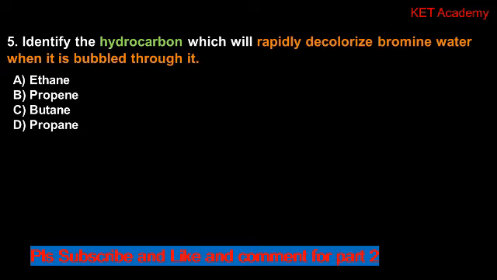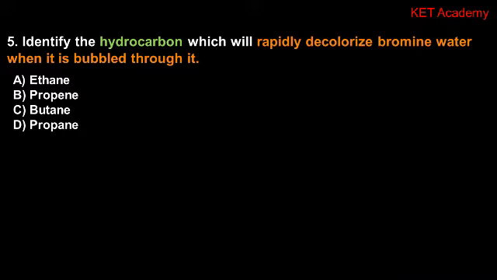Just from looking at the answers, I can automatically know that the answer is B, because ethane is an alkane, butane is an alkane, propane is an alkane, but propene is an alkene. So obviously the answer there should be B. The idea is that all unsaturated hydrocarbons decolorize bromine water when they are bubbled through it.